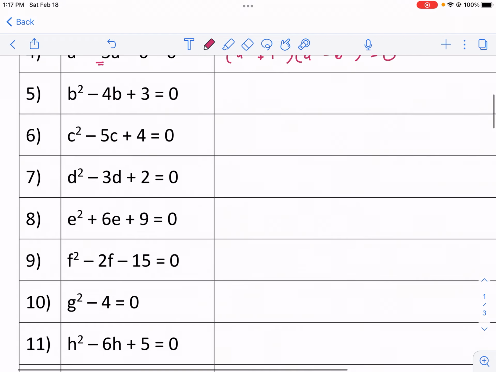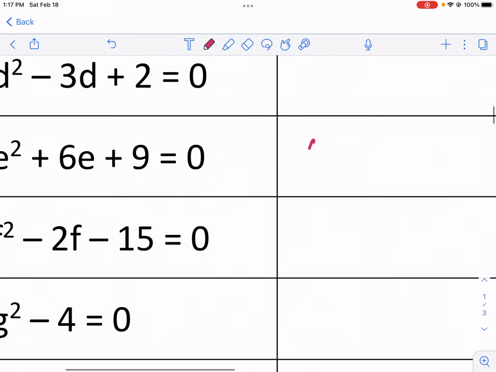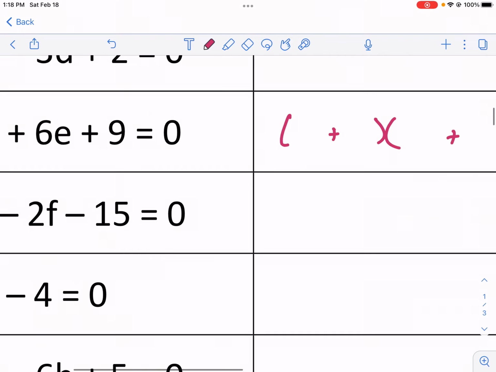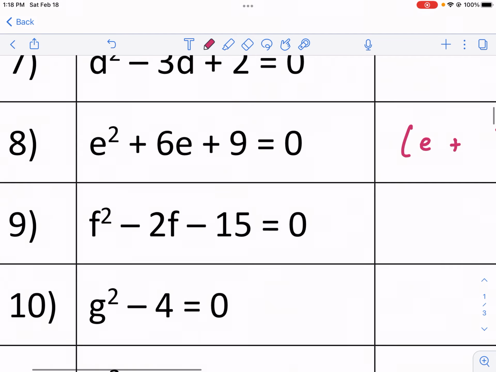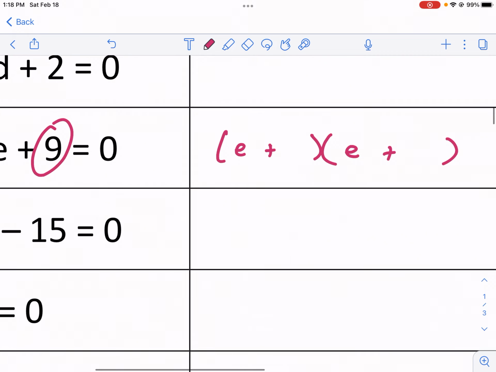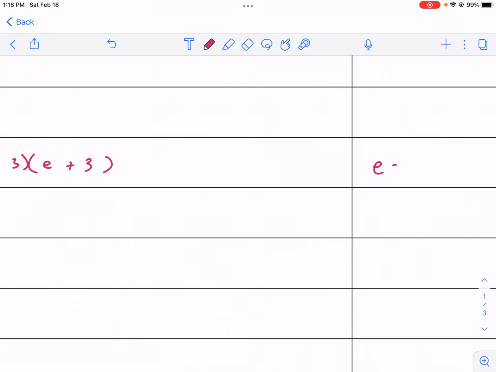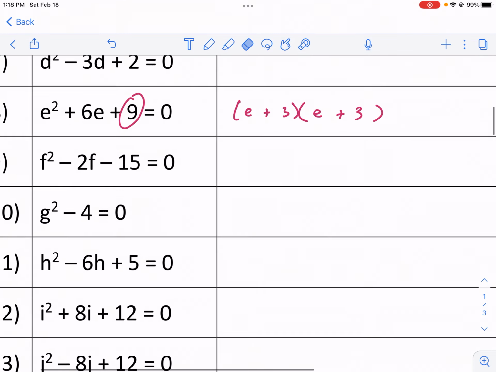Okay, we're not going to do all of these, but we are going to do a few more. The ones that are easiest are all positive, okay? These are the easy ones because we know if it's all positive, it's going to have 2 plus signs in the parentheses. Then we have e, and we're going to have e. And then factors of 9 that will add up to 6. Well, that is 3 and 3. And this one's going to be a double root. So we have e equals negative 3. Technically, it is a double root, but since it's just negative 3, we can just leave it as e equals negative 3. That's our only solution.